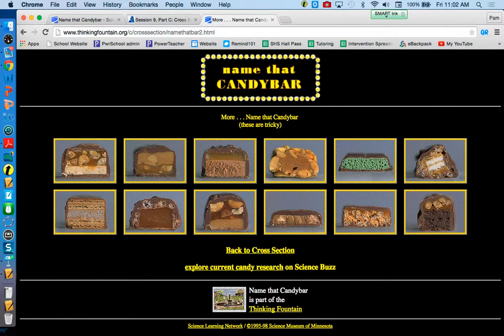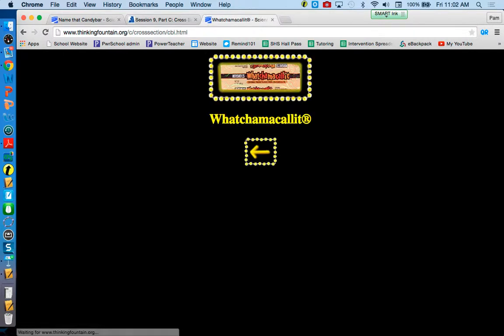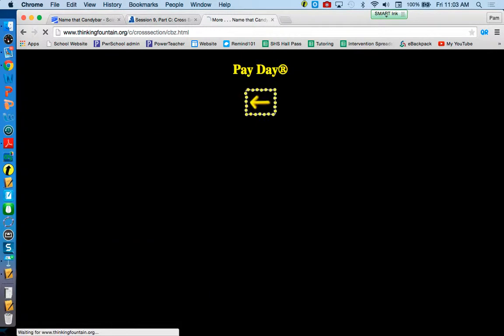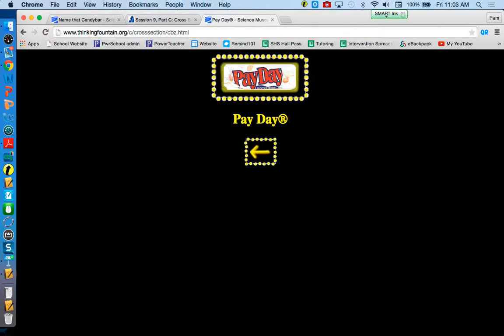What do you think the one at the bottom from the right is, like a crunch bar? Or is it something weird? Whatchamacallit is what that one is. The one that's next to the green thing on the left, that's probably... It kind of looks like a salted nut roll type of thing. Yep, Payday.